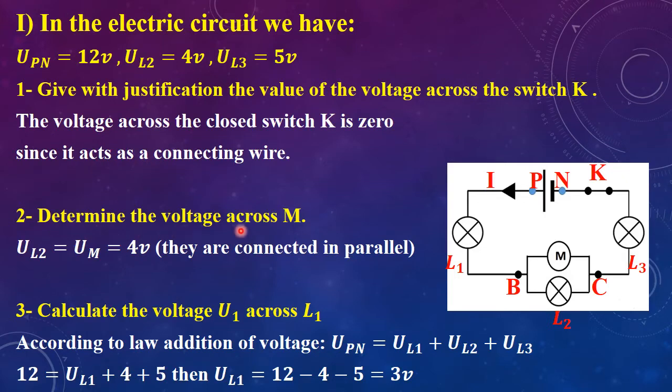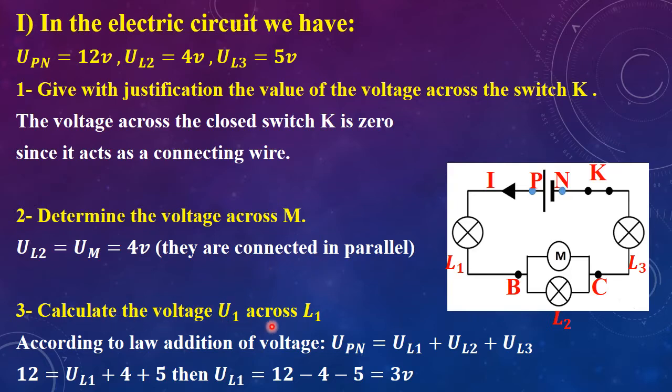Determine the voltage across M. Here we have the voltage of L2 equal 4 volt. Since M and L2 are connected in parallel, the voltage of M is equal to the voltage of L2. So UL2 equal UM equal 4 volt. They are connected in parallel.